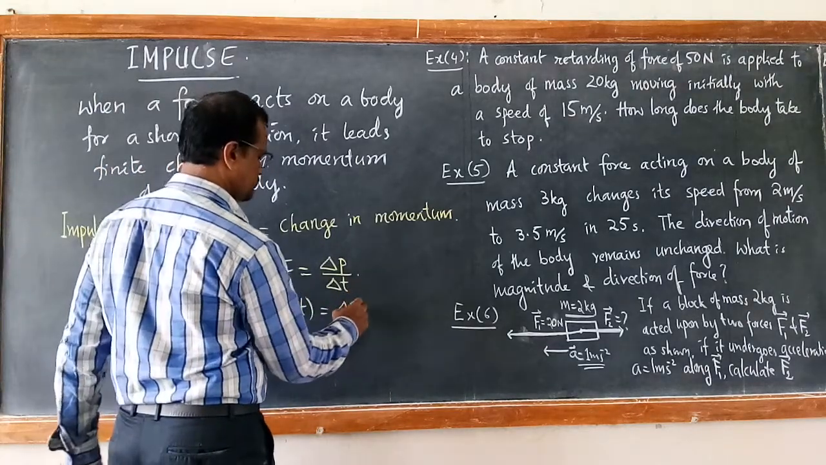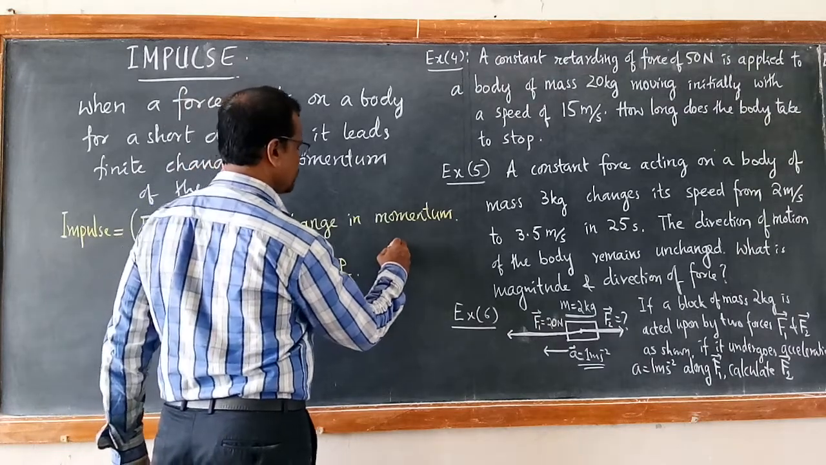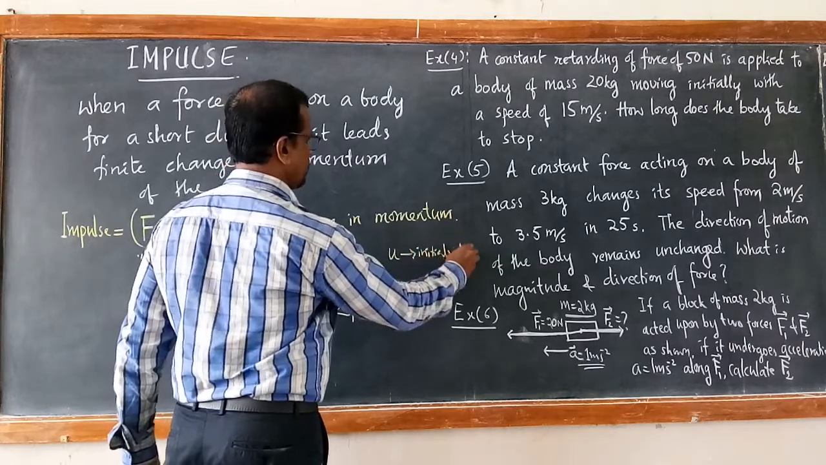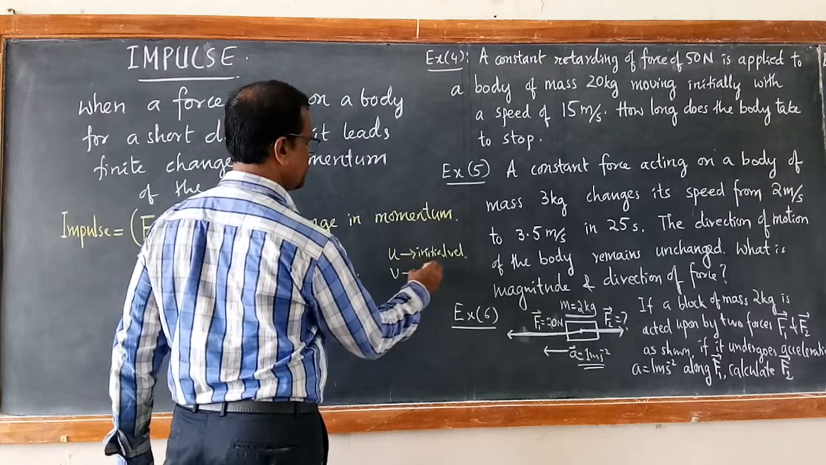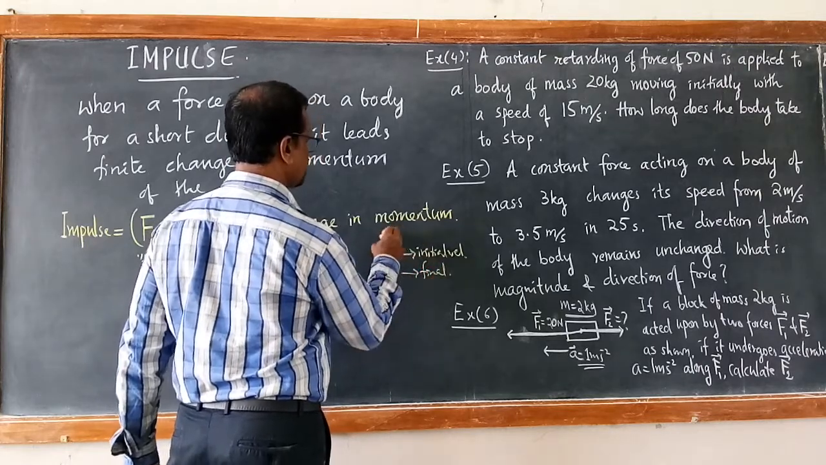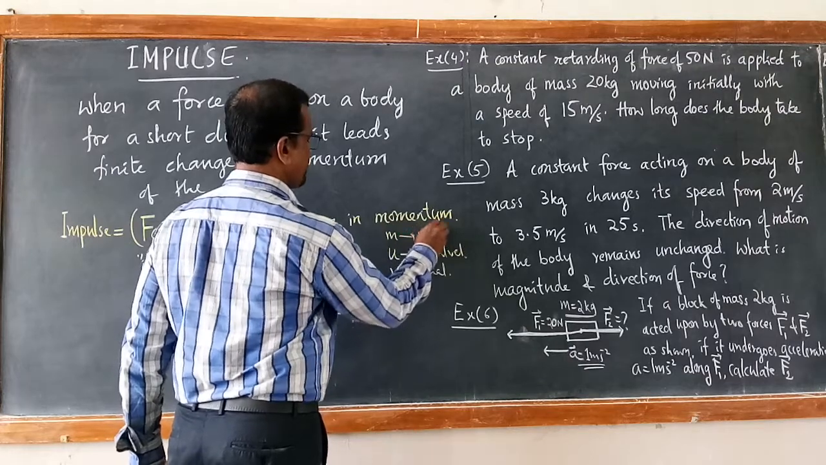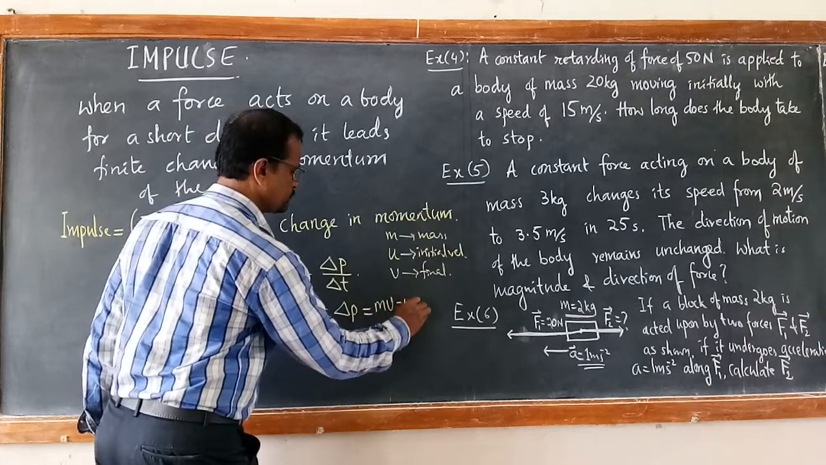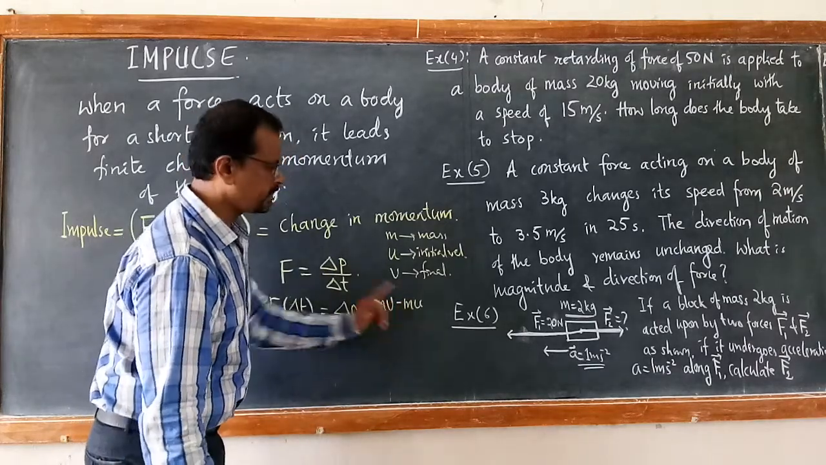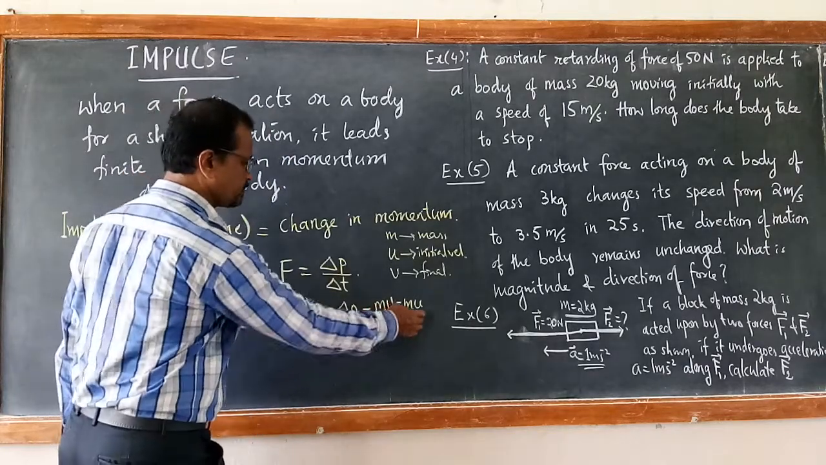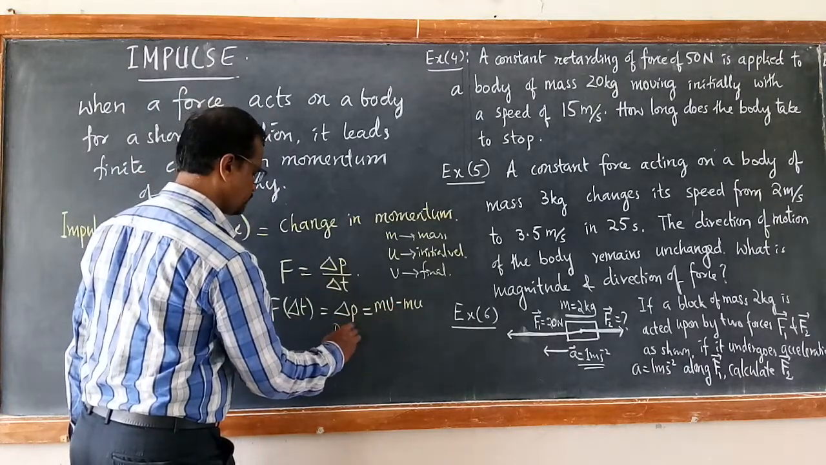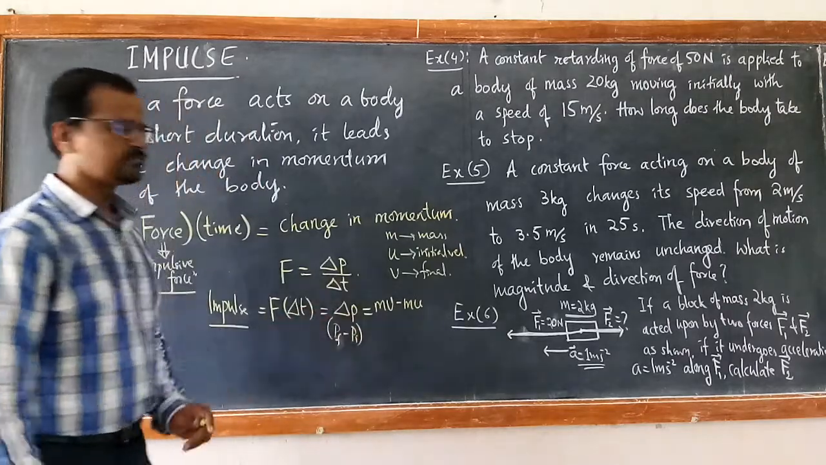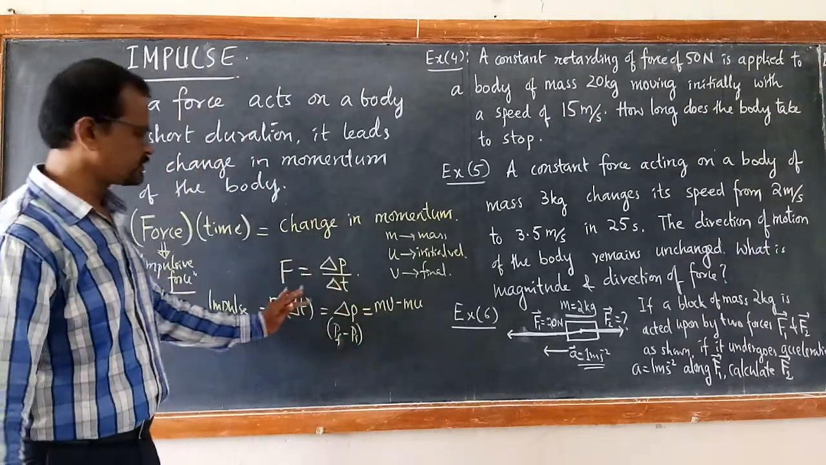If the initial velocity is u, the final velocity is v, and the mass of the object is m, then change in momentum can be written as mv minus mu, where mv is the final momentum and mu is the initial momentum. Final momentum minus initial momentum gives us change in momentum, calculated as mv minus mu. So the equation becomes very simple.